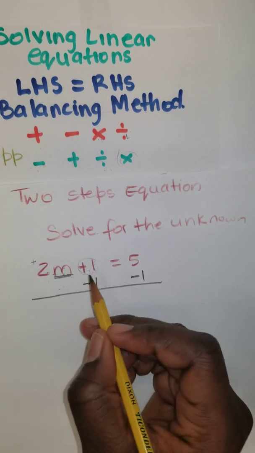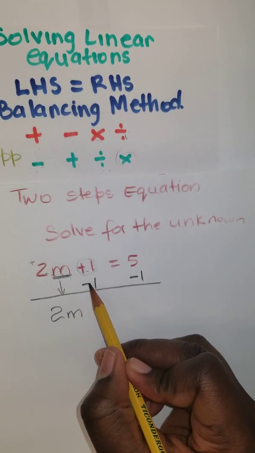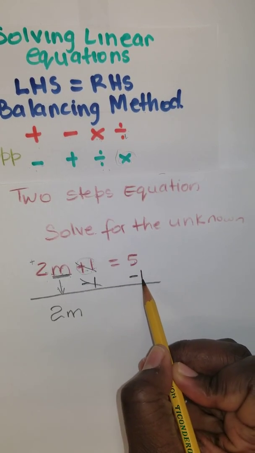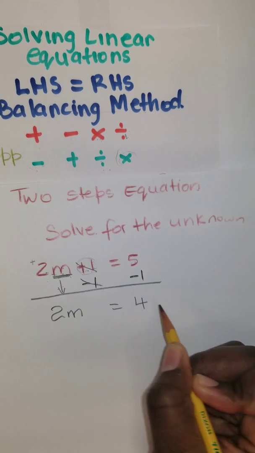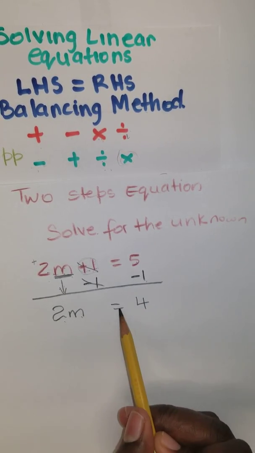2m has nothing to cancel, so we can write back the 2m. Negative 1 plus 1 gives us a 0, so that cancels. 5 subtract 1 is equal to 4. That's one step. The second step, 2m is equal to 4.